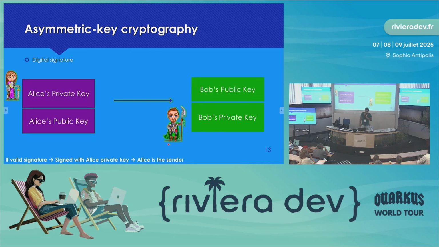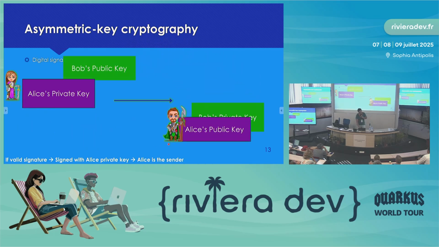Let's see digital signature. Digital signature, as I mentioned, is not to encrypt the message, but to prove my identity, to prove that the message is coming from Alice. So we exchange again the public keys. We take a message. Alice uses her private key to sign the message. So she gets a message signature, sends this message signature to Bob, and then Bob can verify the signature.